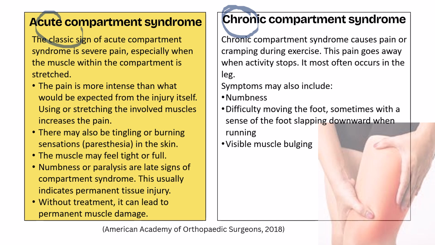Acute compartment syndrome may also cause a burning sensation or paresthesia in the skin. The muscle may feel tight or full, and paralysis is a late sign of this compartment syndrome. Without treatment, it can lead to permanent muscle damage.